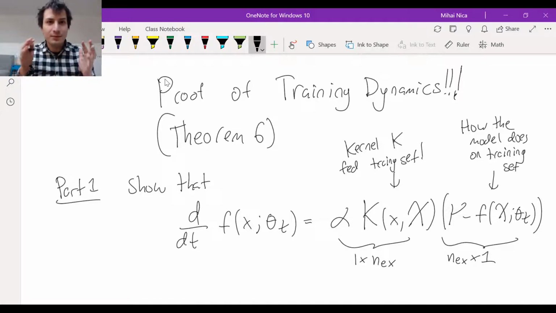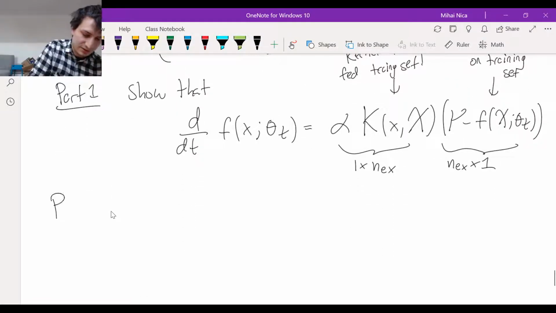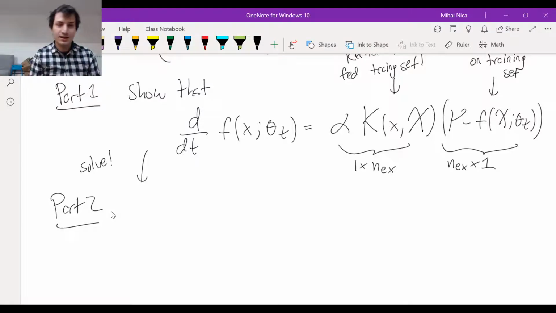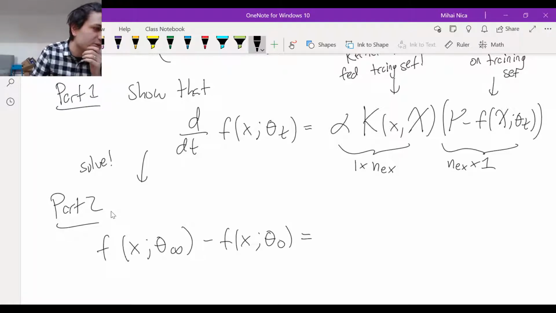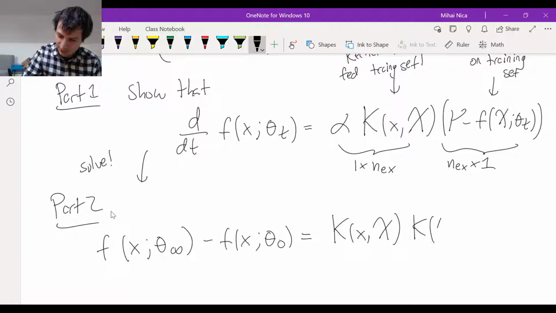And the point is that because f depends only on k in this funny way, we can actually exactly solve that. So part 1 is to show that it satisfies this evolution, and part 2 is to solve it. Part 2, so solve. And if you solve it, you just get the solution for all times. In theorem 6, we only wrote the final time solution. You can get any time, but the final time solution is nice. So after running this for however long you want, you get this answer in terms of the inverse. K of x times k of x inverse times y minus f of x theta t.